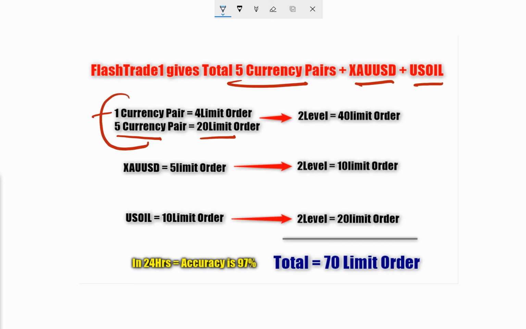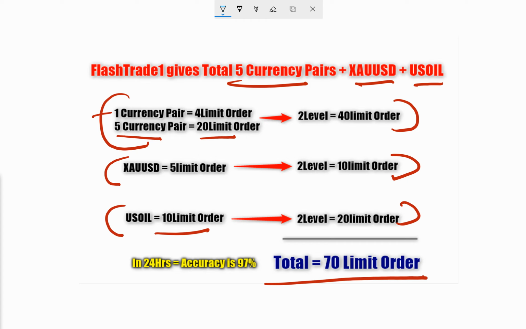Now you know that we share 2 levels on each of the signals. So with 2 levels, the total limit orders placed will be 40. For gold, 5 limit orders. For 2 levels, 10. For US oil, just for 1 level, 10 limit orders are placed. So for 2 levels, 20 limit orders. In this way, a total of 70 limit orders are placed on our Telegram channel. This is daily, I'm talking about daily, 70 limit orders will be placed in 24 hours.